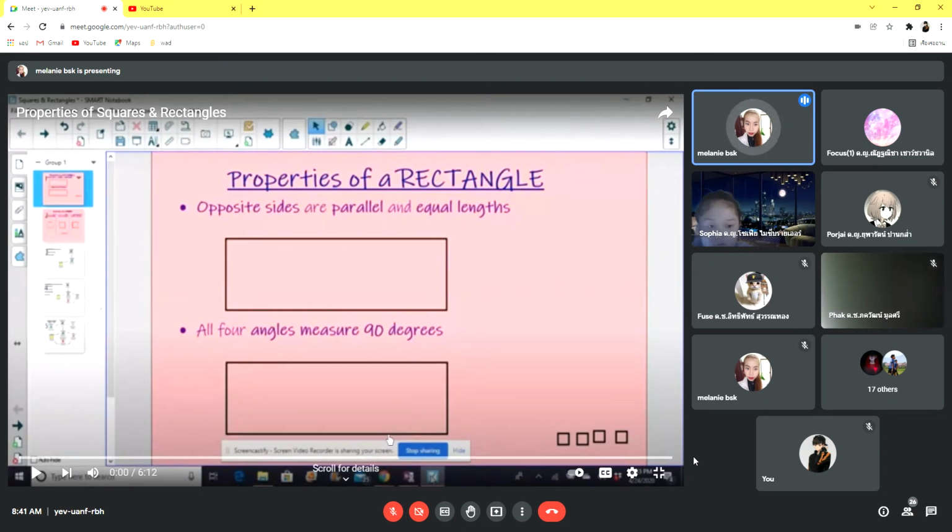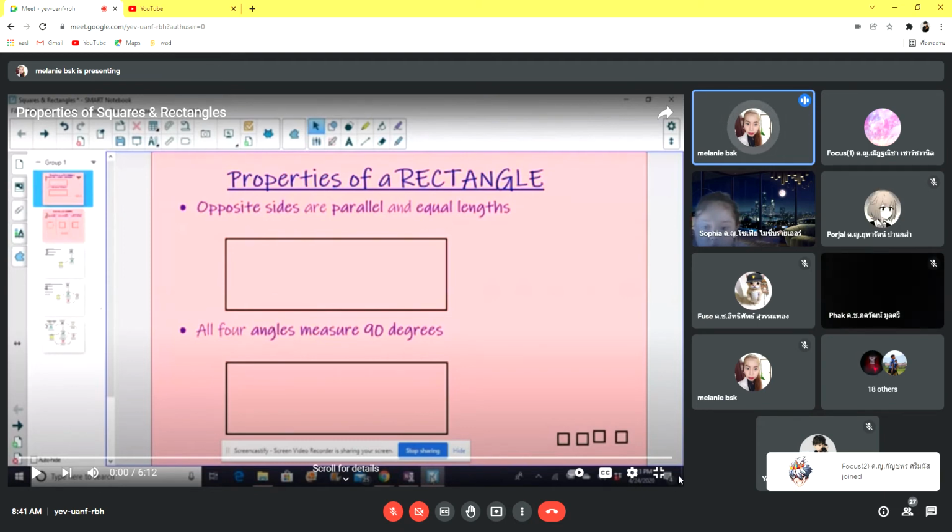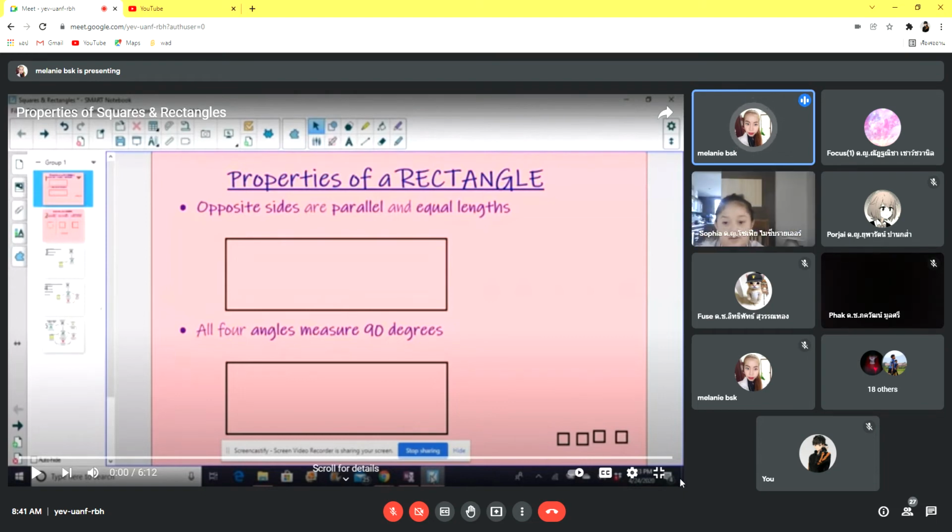So we have 4 sides, and all 4 angles are 90 degrees. Our lesson yesterday is about equiangular quadrilaterals. Rectangle and square are in the same family. A quadrilateral whose 4 angles are right angles is called an equiangular quadrilateral. So rectangle and square belong to this family.